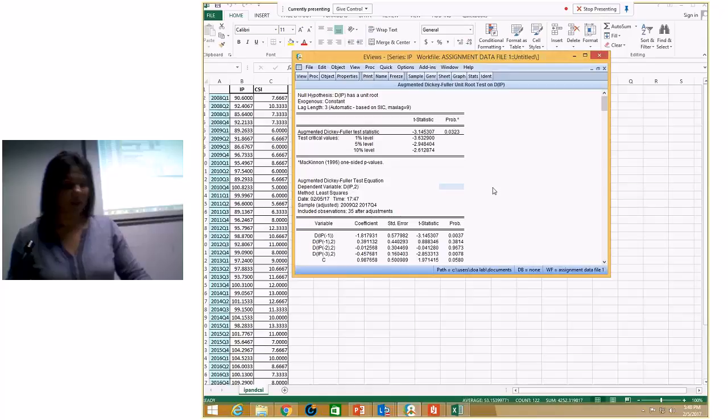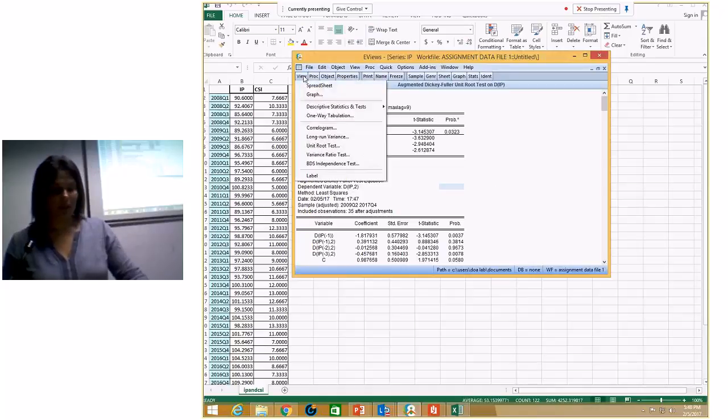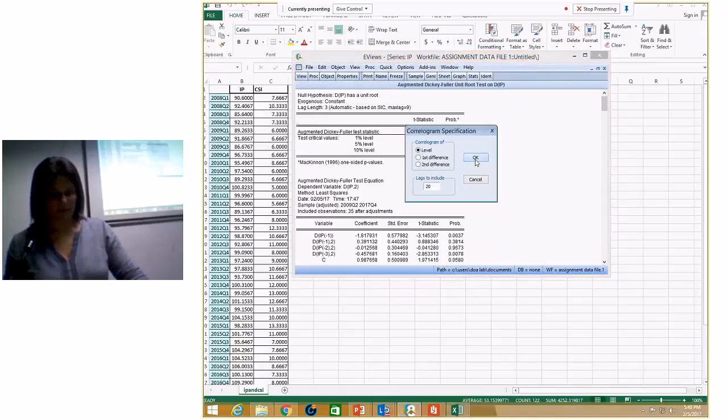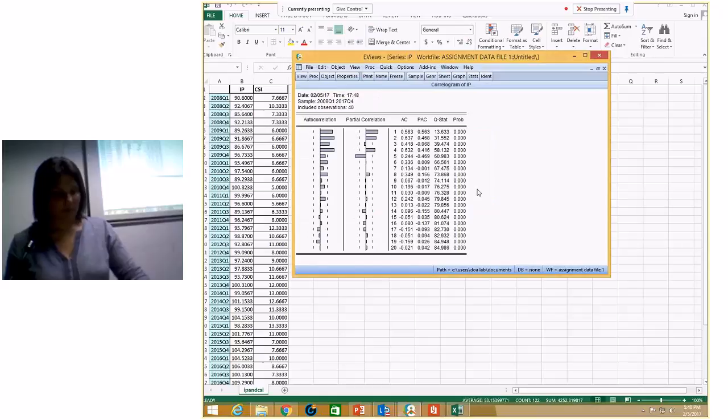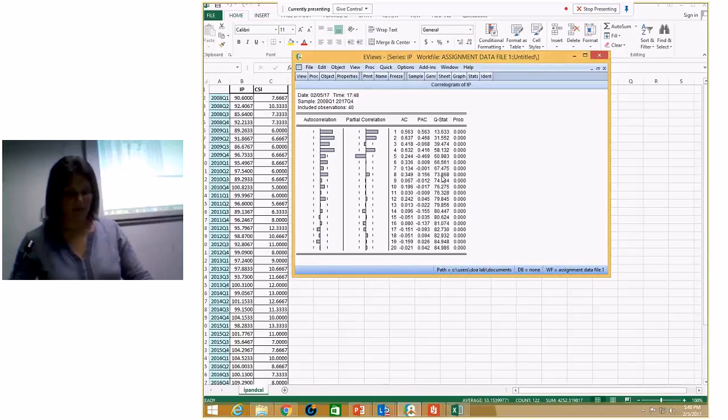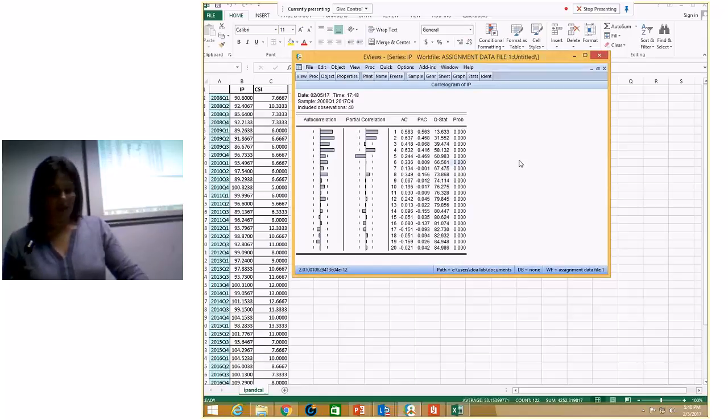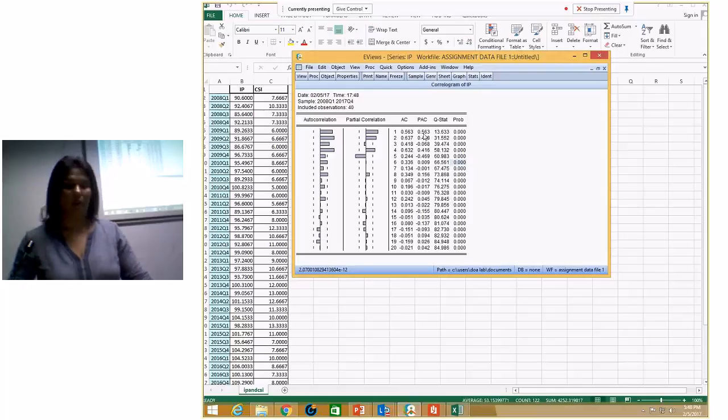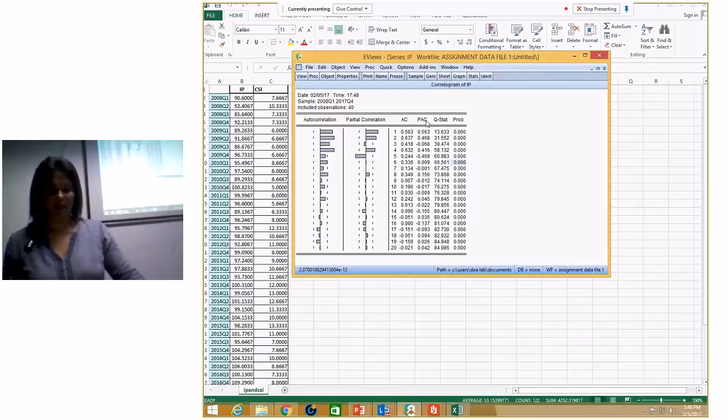Make the correlogram, then go to the view, your correlogram. Right, this is the correlogram table. It is a partial correlogram, and the autocorrelation, AC and the PAC.